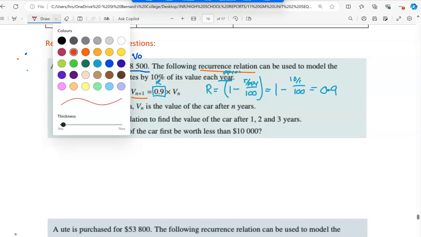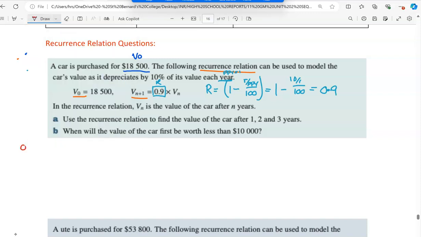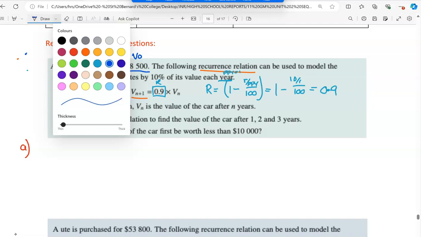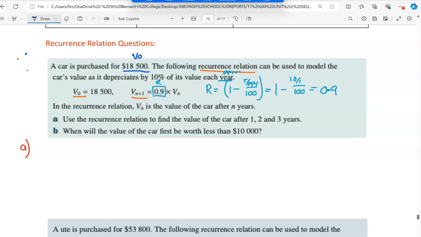Now really important, it says use the recurrence relation to find the values after 1, 2, and 3. Looking at last year's Year 12 exam and the examiner's report on the whole state, they said that it's just not done properly. That's why I'm saying you need to show exactly what you're doing. So we want to show V1. V1 is found by going 0.9 times the one before, which is V0. So we pop that in and we'll get our answer.